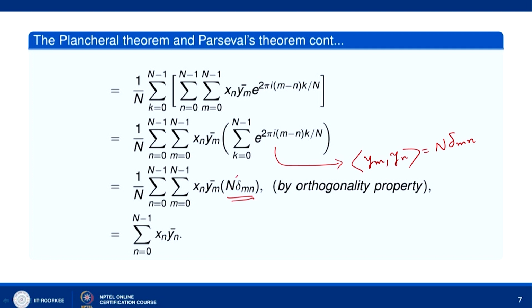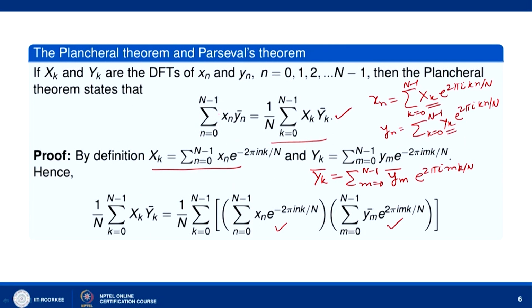So, this n will cancel with this n, and x n by n bar delta mn with this double summation will reduce to single sum. Okay. So, n equal to 0 to n minus 1 x n by n bar, okay, when m is equal to n. So, this is how we get the left hand side, okay, this left hand side. So, this proves the Plancherel theorem. Let us see how we get the Parseval's theorem from here.